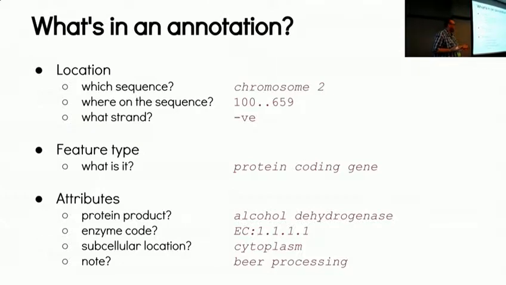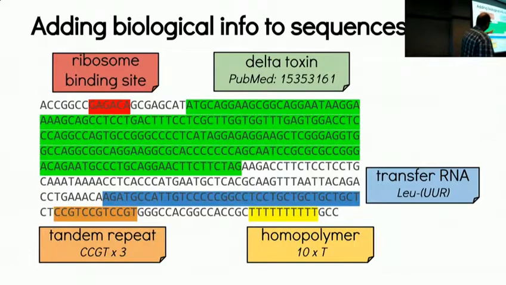Now, the next thing we normally want, the main feature label that we have, is usually called the feature type. There's all sorts of feature types. Back here, we saw a few different ones. This is a coding sequence, a coding region that becomes a protein. This is a tRNA. This is a tandem repeat. And the ribosome binding site. These are all feature types. These are biologically useful things. So there can be a whole hierarchy of feature types, or an ontology.